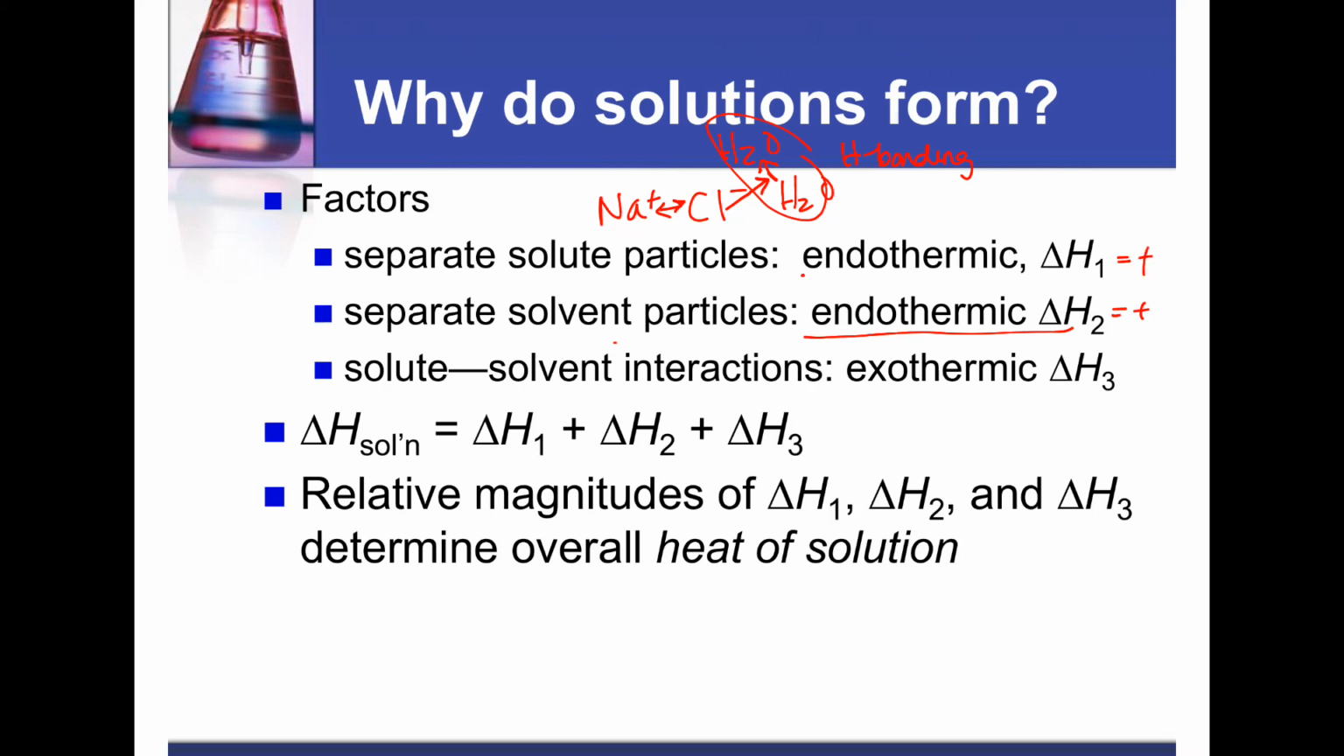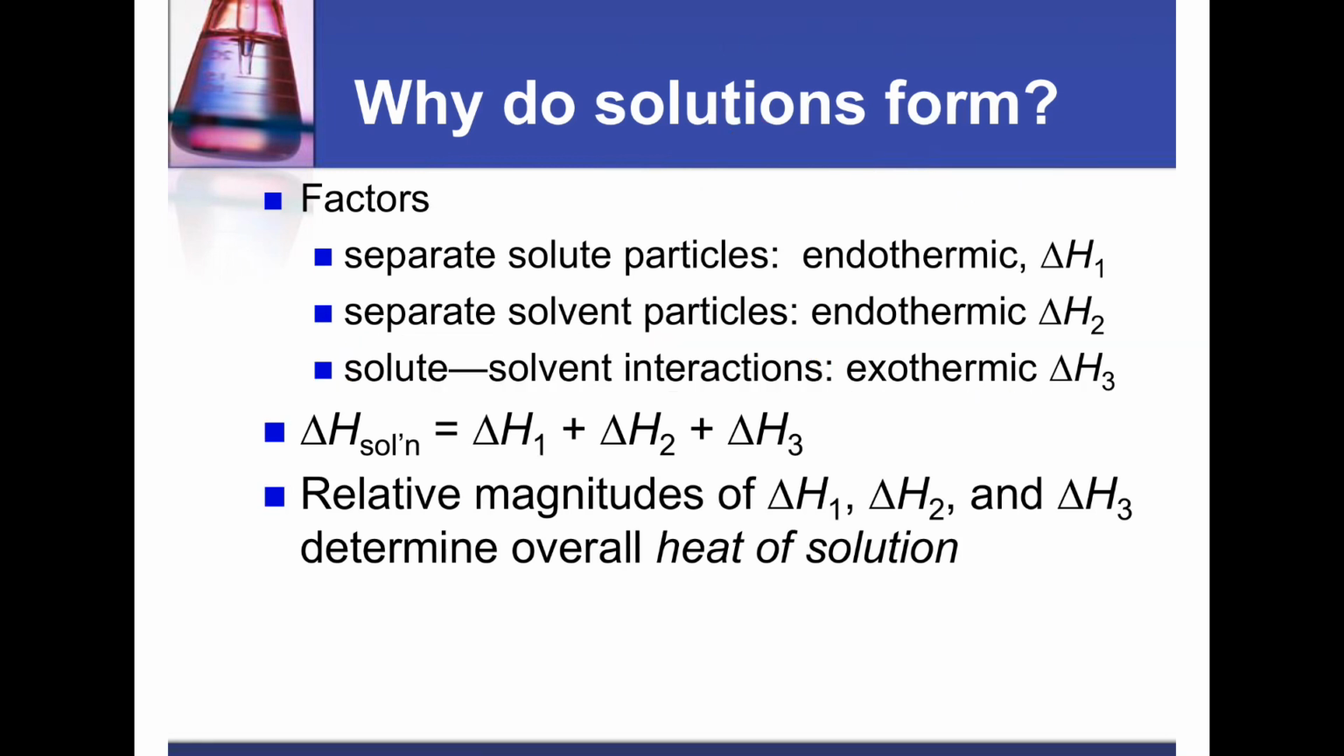Then the things that attract the solute to the solvent, okay, so the sodiums to the water and the chlorides to the water, that attraction is exothermic because as a sodium gets close to a water and the positive on the sodium is attracted to the electrons on the water, as those things get closer to each other, their potential energy goes down. And so they're giving away energy. That means that they are exothermic. And so that part would be negative.